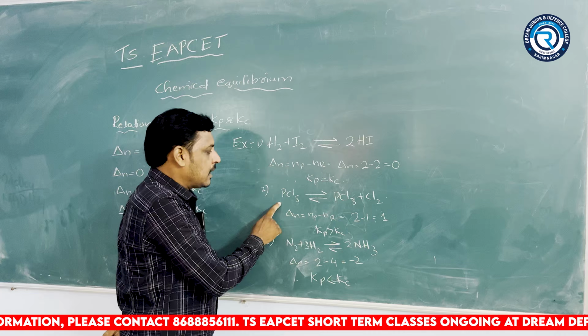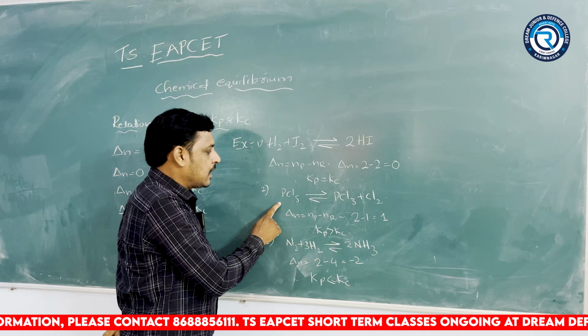If delta n is positive, the relationship is Kp greater than Kc. If delta n is negative, the relationship is Kp less than Kc.